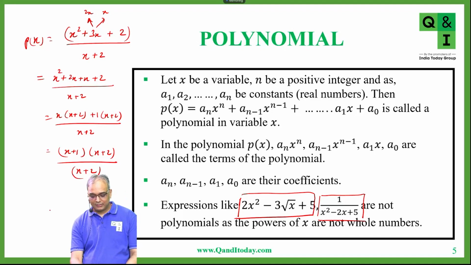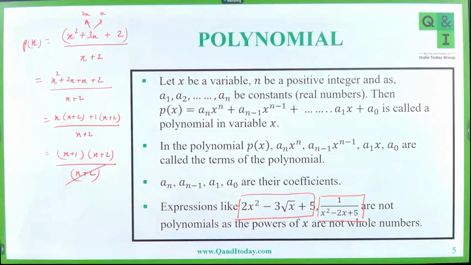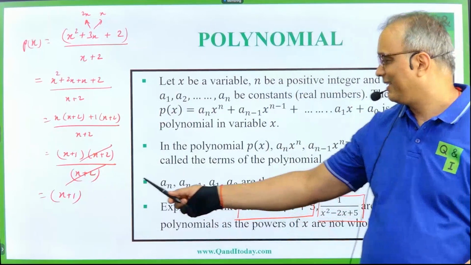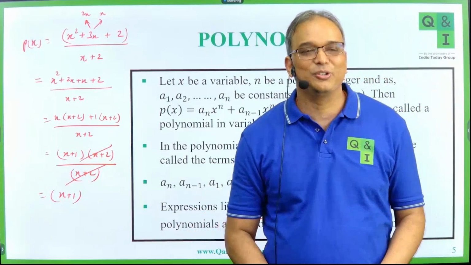Correct? Now you can cancel this x plus 2. You are going to get x plus 1. Now on simplifying, do we have any term in the denominator now? No, sir. So now tell me whether it is a polynomial or not. Yes, sir. It is a polynomial.